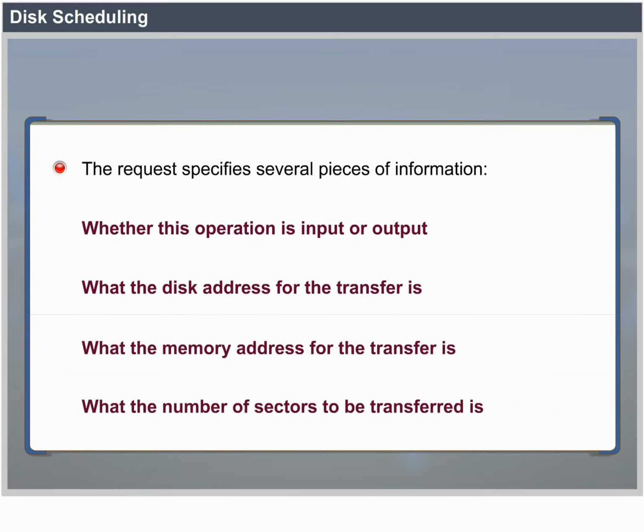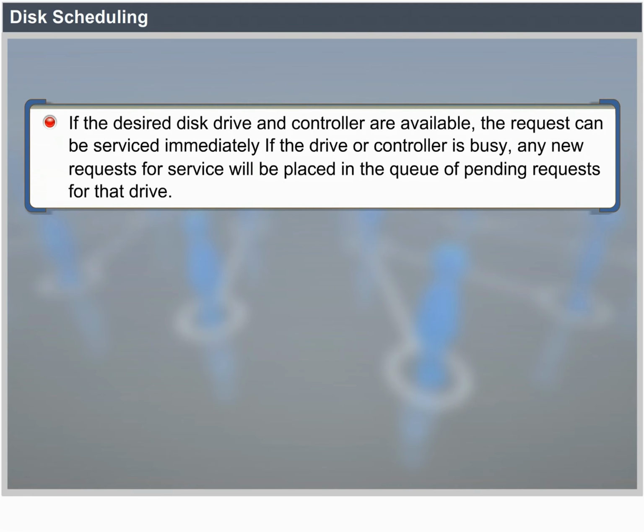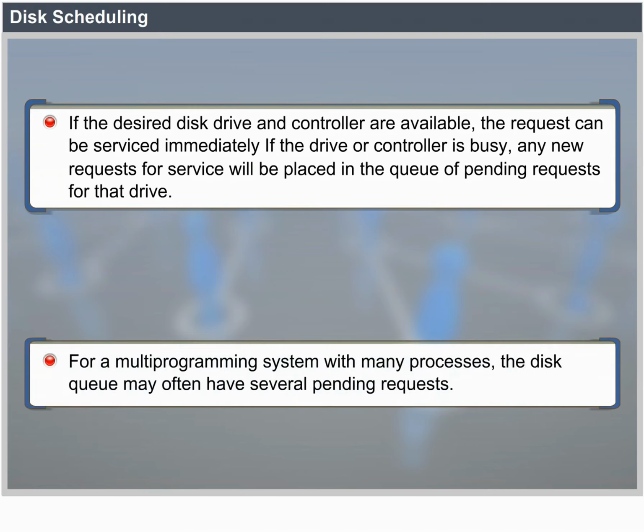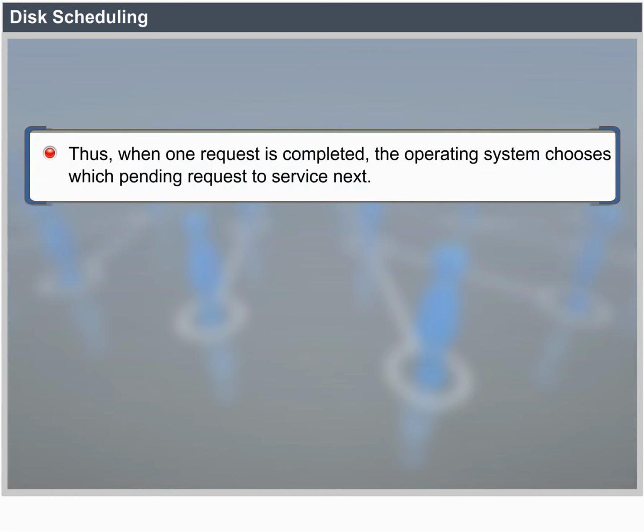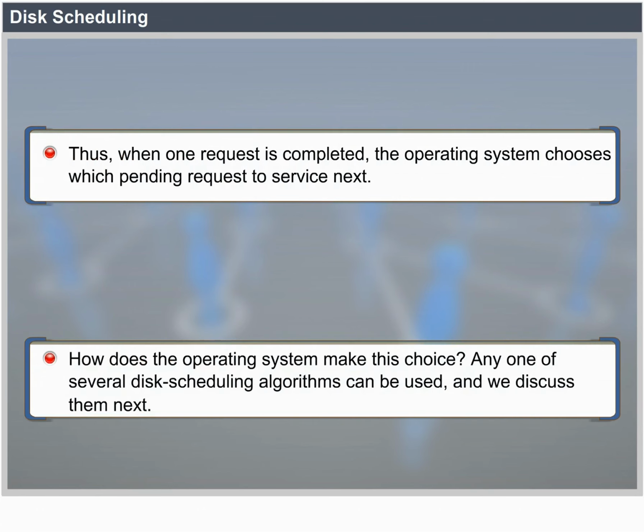If the desired disk drive and controller are available, the request can be serviced immediately. If the drive or controller is busy, any new requests for service will be placed in the queue of pending requests for that drive. For a multiprogramming system with many processes, the disk queue may often have several pending requests. Thus, when one request is completed, the operating system chooses which pending request to service next. How does the operating system make this choice? Any one of several disk scheduling algorithms can be used, and we discuss them next.